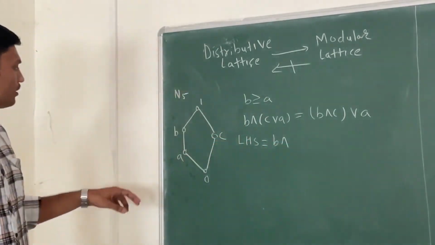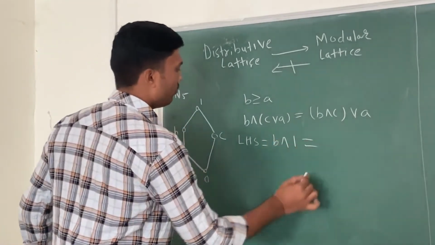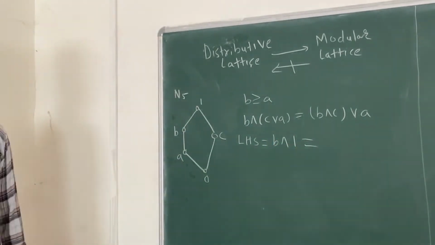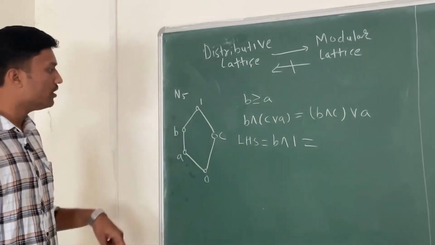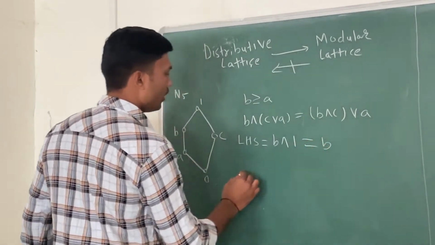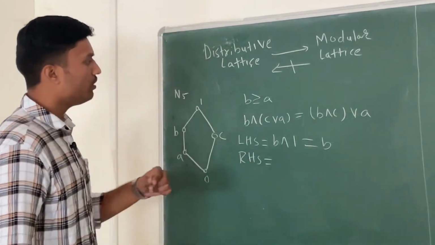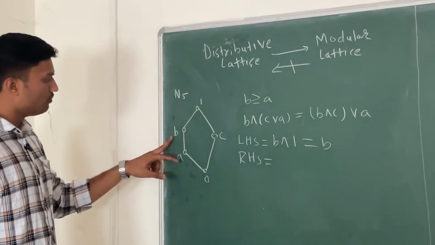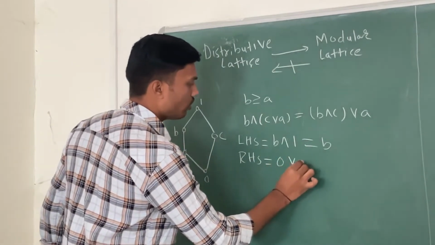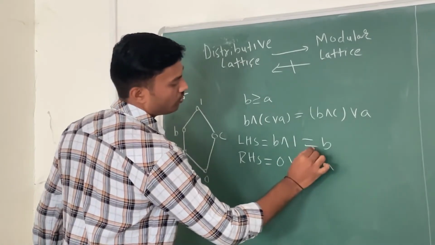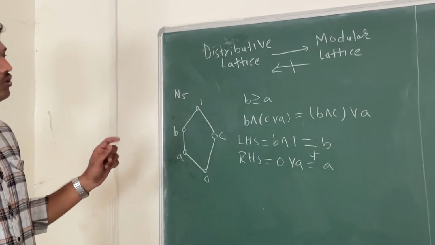What is C join A? C join A is 1. And what is B meet A? B meet A is B meet 1, sorry, B meet 1 is B. And in RHS, what is B meet C? B meet C is 0. Join with A. Hence it is not equal. Hence we show that it is not a modular lattice.